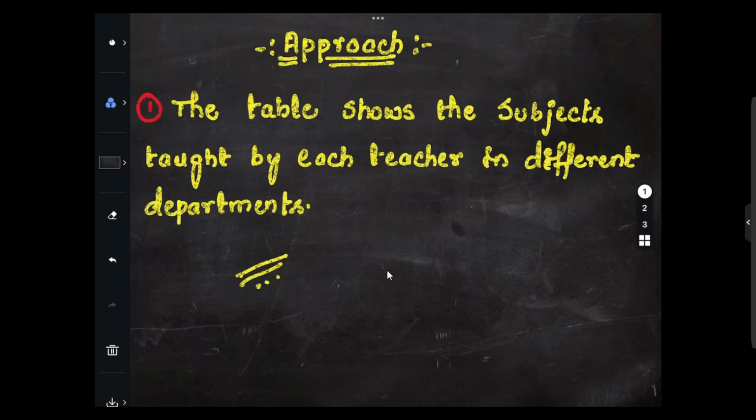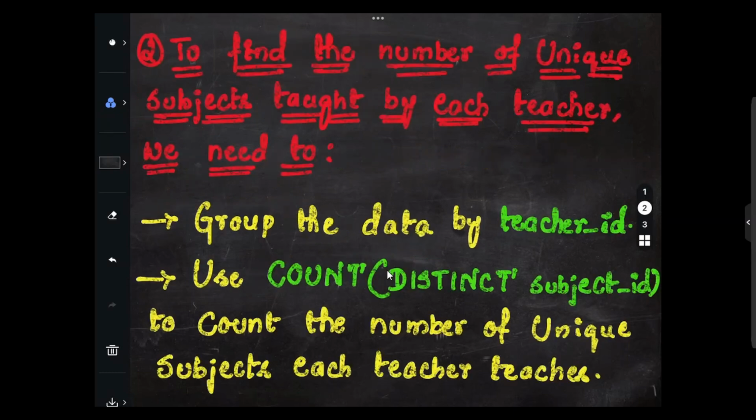The first thing is that the table shows the subjects taught by each teacher in different departments. We saw that when we considered example 1. The second step is to find the number of unique subjects taught by each teacher. First, we have to group the data by teacher ID, so we will be making use of the GROUP BY clause here.